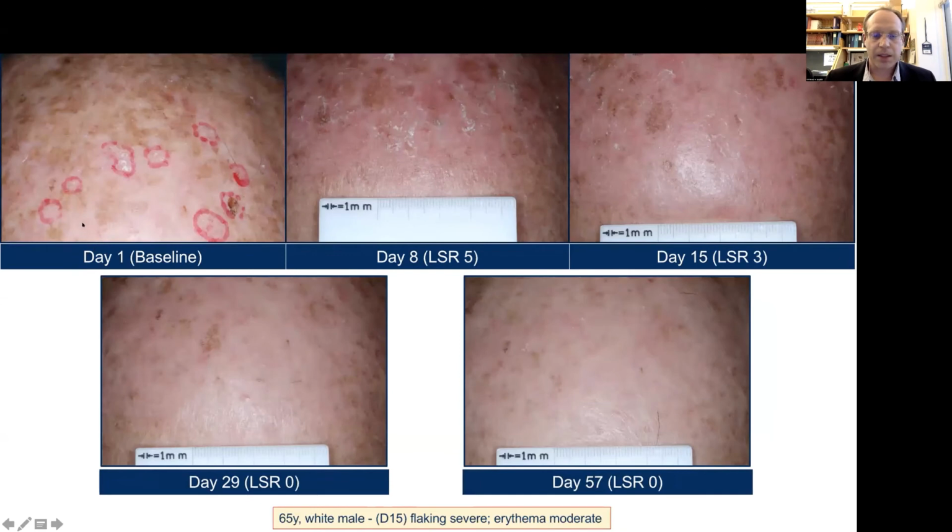And lastly, this is a 65-year-old white male, a number of actinic keratoses here on the scalp, nicely highlighted in red. And we can see at day 8 and day 15 that this gentleman, in fact, had some severe flaking and moderate erythema, but that this area by day 29 and 57 is reduced in terms of the flaking and erythema, and the actinic keratoses seem to be resolved.